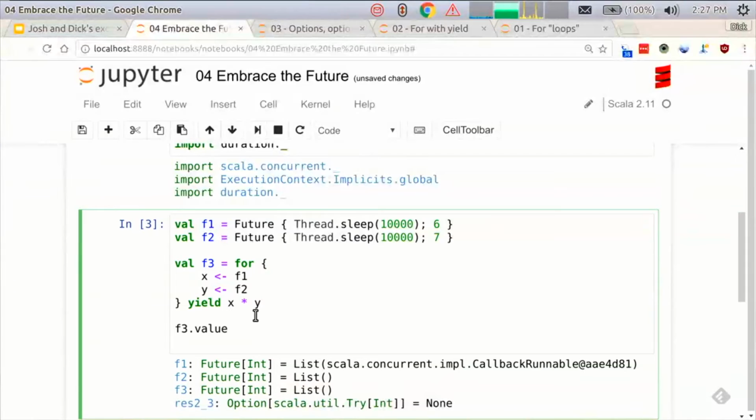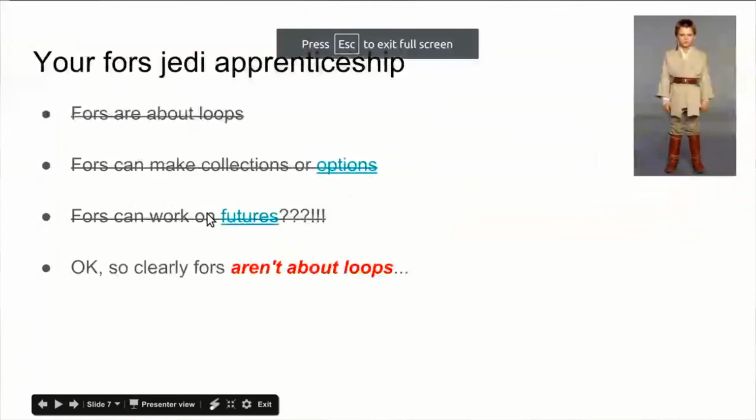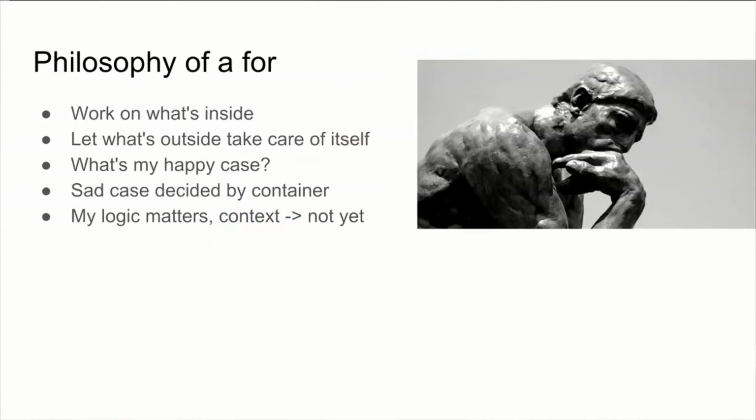So then you say, well, clearly fors are not about loops. And that's the place where you finally reach for creamy enlightenment. And the whole world suddenly shifts about an axis. You're like, wow, this thing's really cool. So the philosophy of a for is basically work on what's inside and let the outside take care of itself, okay? You're actually splitting concerns.